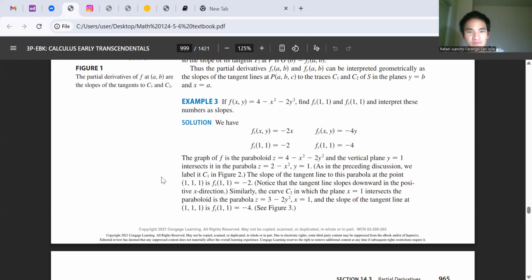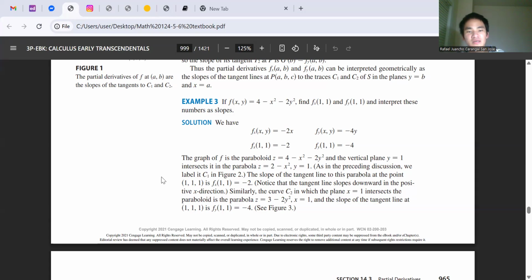And now let's try to plug in our f sub x. So we plug in my number here. For x, we plug in the 1. We get negative 2. So that's one of them. And then we do the same thing. Now we do it with respect to y.